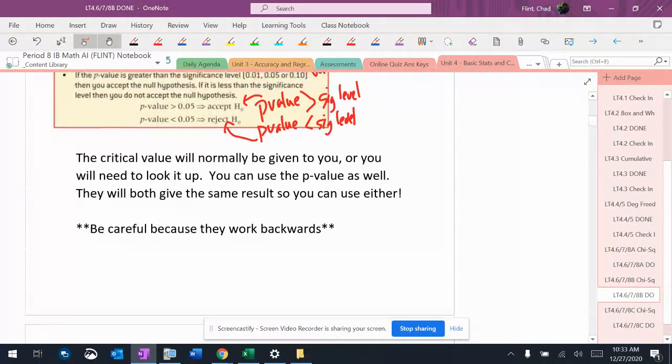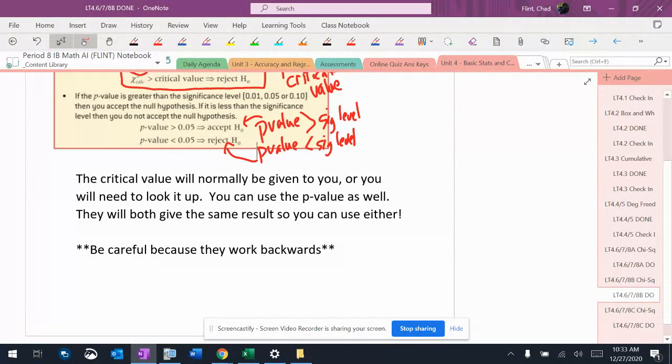The big thing to remember is that they give you the same result, so you don't need to test both. You test one or the other. It doesn't matter, because they will give you the same result since they're based off of each other.